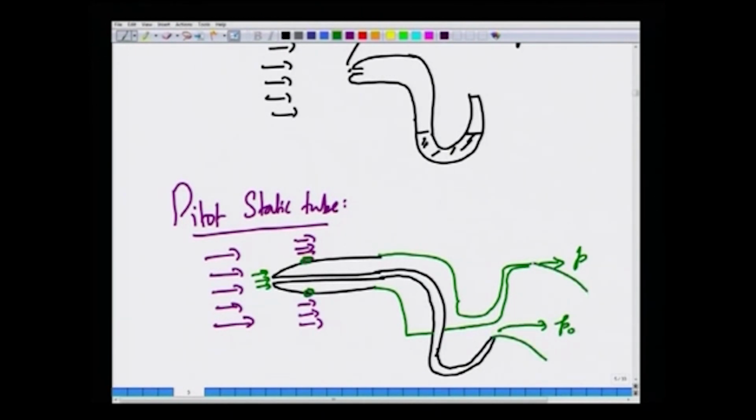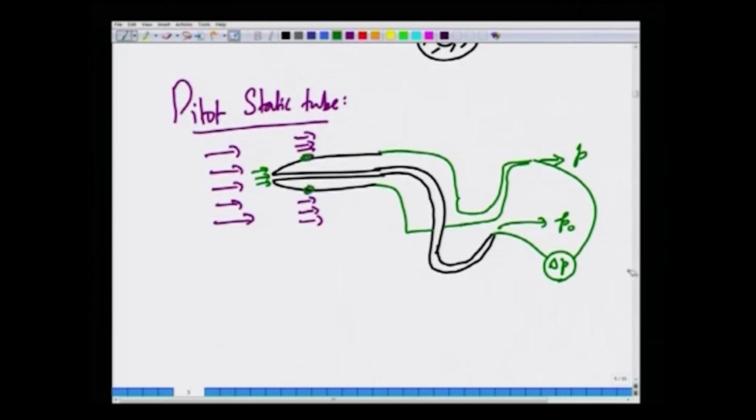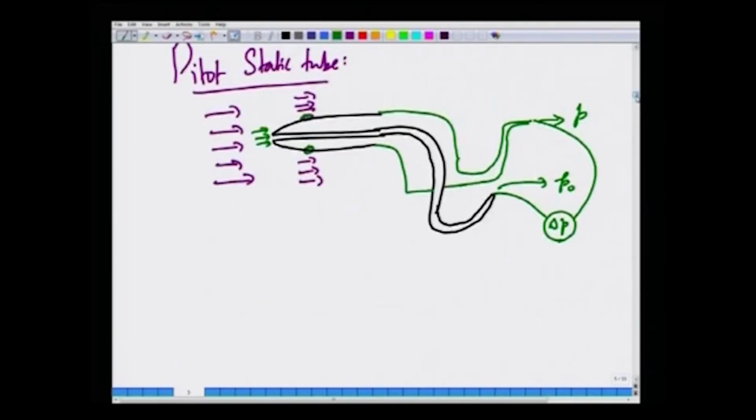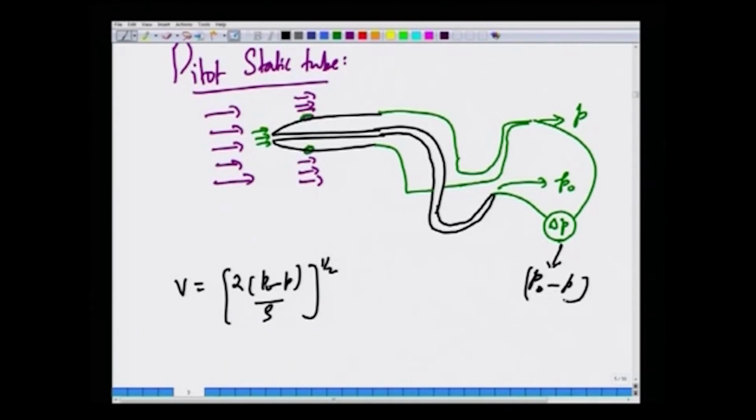If you connect these two ends to a manometer, this change in pressure will directly give you the local velocity using the formula we just derived, which says that V is equal to [2(P naught minus P)/rho] to the half. Since we know P naught minus P through the measurement by connecting a manometer between this inner tube and outer tube, we can directly substitute that value here, and you will get a measure of the local velocity.